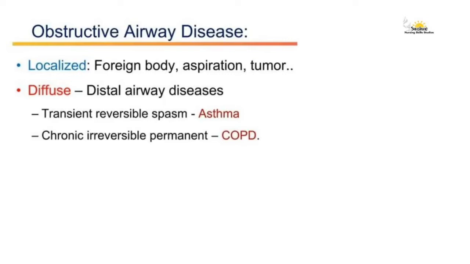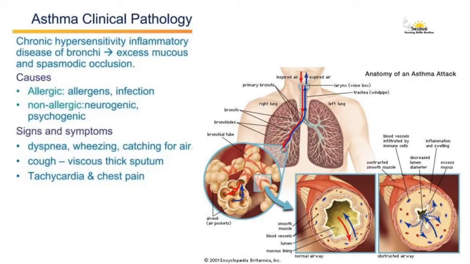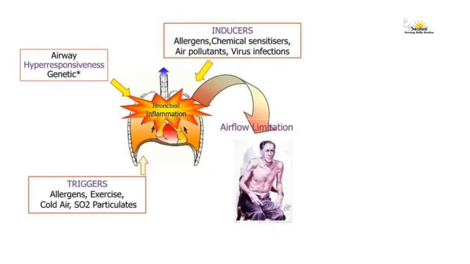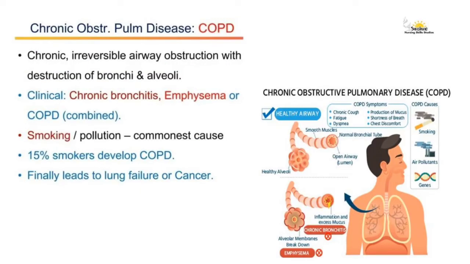To understand the clinical pathology of asthma, it is a chronic hypersensitivity inflammatory disease of the bronchi which leads to excess mucus and spasmodic occlusion, caused by allergic and non-allergic factors. Allergic is related to infection, and non-allergic is due to neurogenic and psychogenic causes. Symptoms include dyspnea, wheezing, coughing, tachycardia and chest pain. Some of the commonest causes of COPD include smoking or pollution.